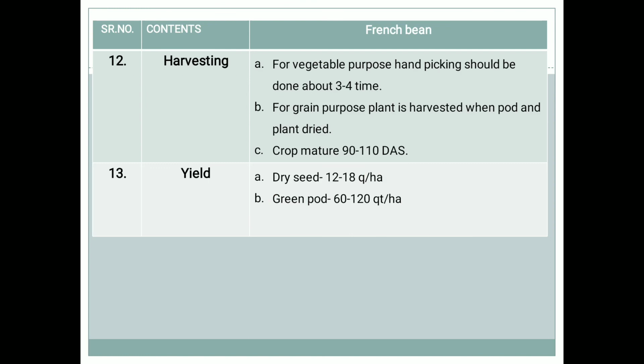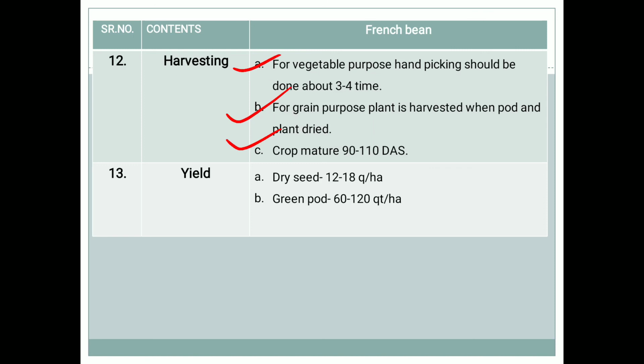Harvesting: actually French bean is harvested for two purposes. The first is for vegetable purpose, the second is for grain and dry grain purpose. For vegetable purpose, hand picking should be done about 3 to 4 times, and for grain purpose, it is harvested when pods and plants have dried. Crop matures 100 to 110 days after sowing.